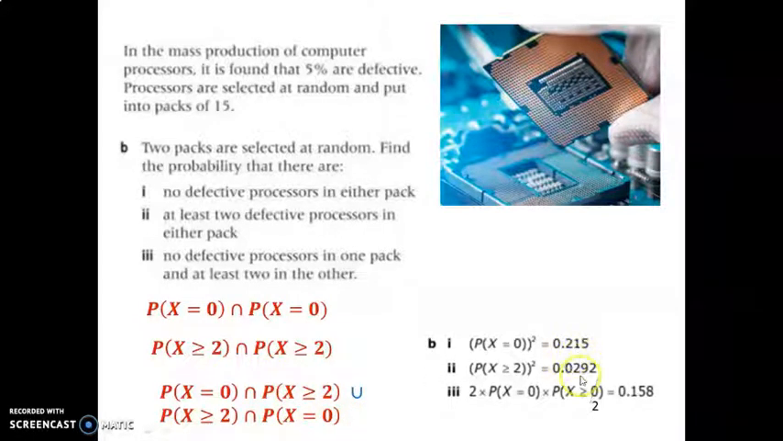Calculate all 3 of those. You get this, this, and this. Check your work carefully. This was one of the tougher problems we've looked at. So great job. We will see you soon to do more together.